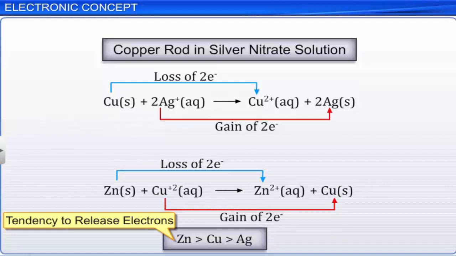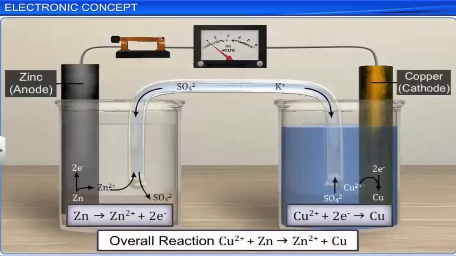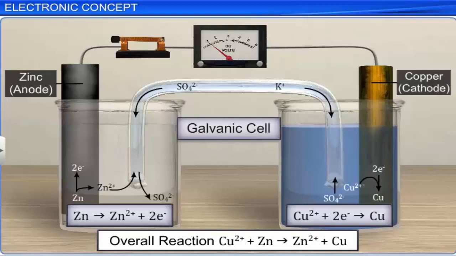Depending on the tendency of the metals to release electrons, metals are arranged in the form of a series. The series obtained when the metals are arranged in the decreasing order of their ability to donate electrons is known as the metal activity series or electrochemical series. Thus, the knowledge of competition between the metals to release electrons helps us to construct galvanic cells in which the chemical energy is converted into electrical energy.